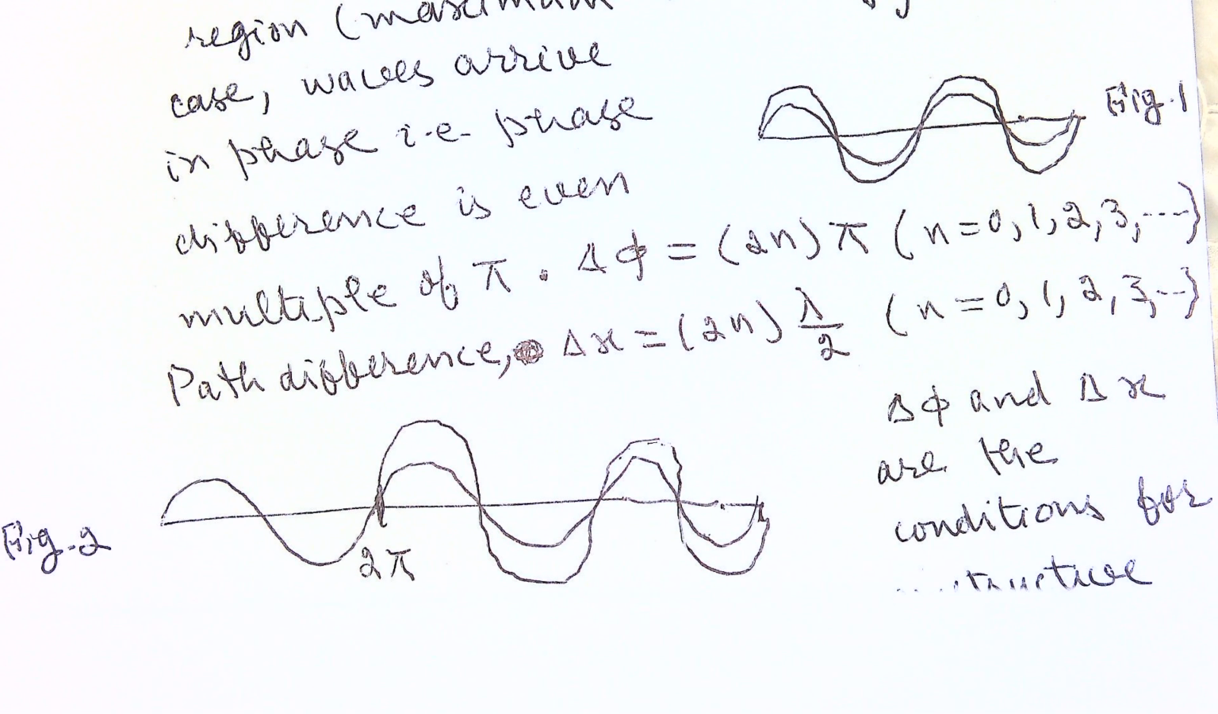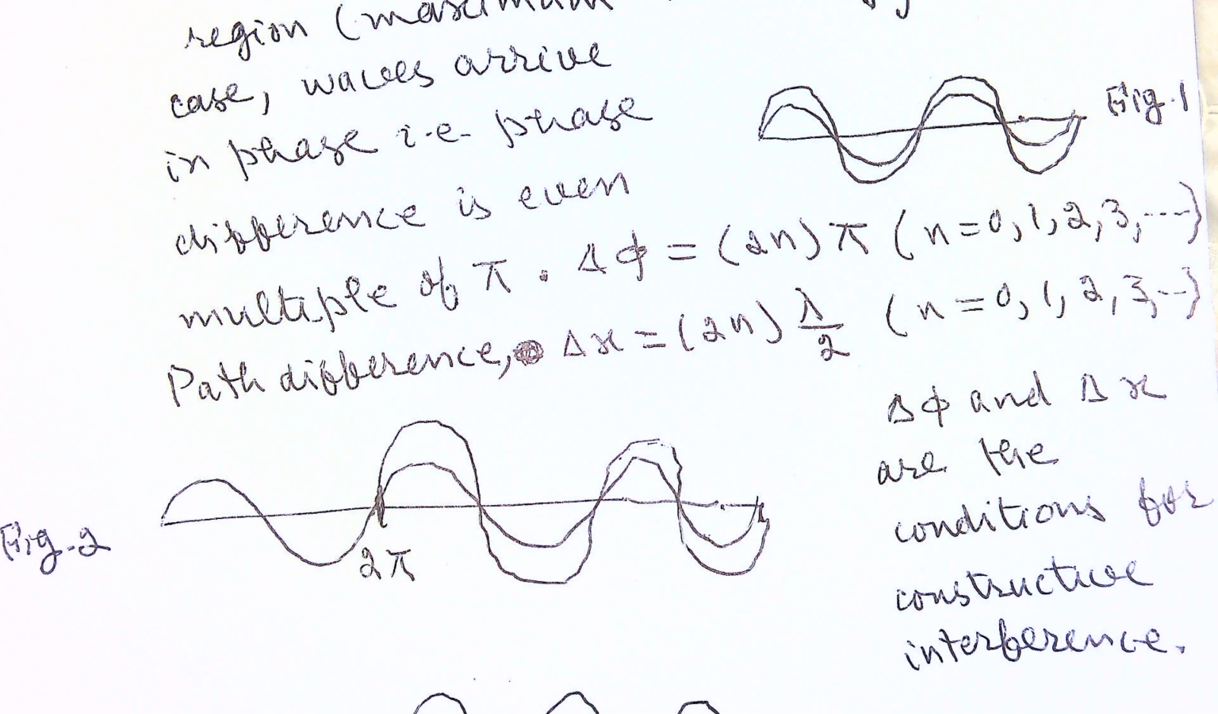Now let us go to figure number 2. In figure number 2, once again there is no phase difference, as you can see. Phase difference is 2 pi. You know 2 is even, so it is an even multiple of pi, no phase difference, constructive interference.